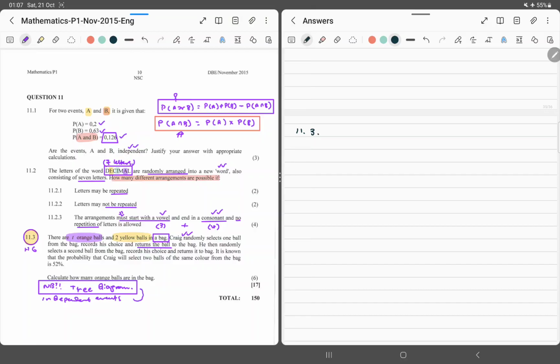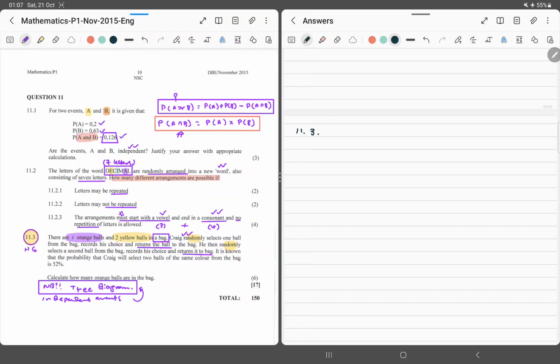Definitely, for independent events, we can express them on a tree diagram. So that means we are doing it. He then randomly selects a second ball, records his choice, and returns it to the bag. Can you see? These choices are random. So he doesn't open and look and choose. He just puts a hand inside and draws the ball.